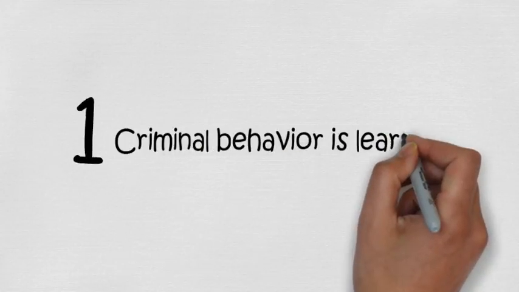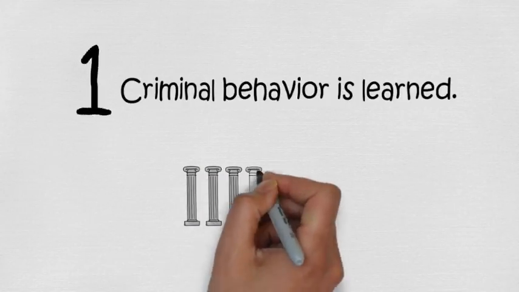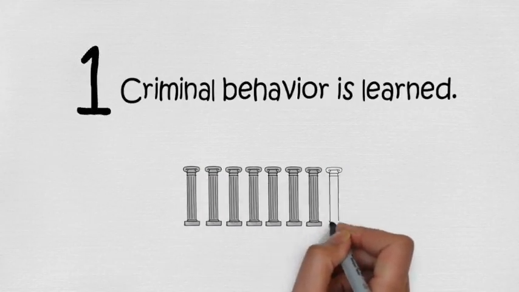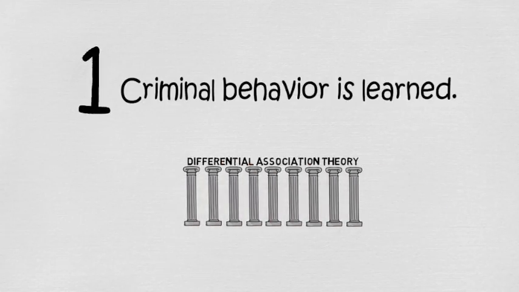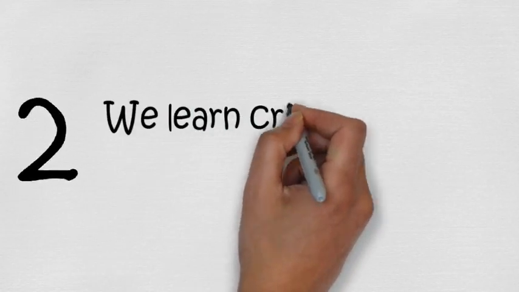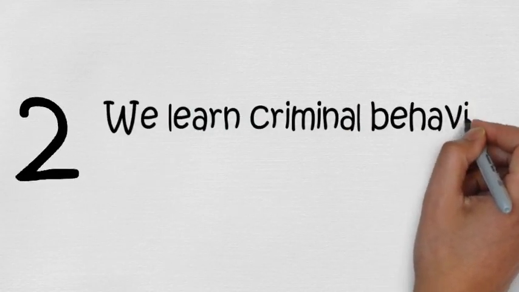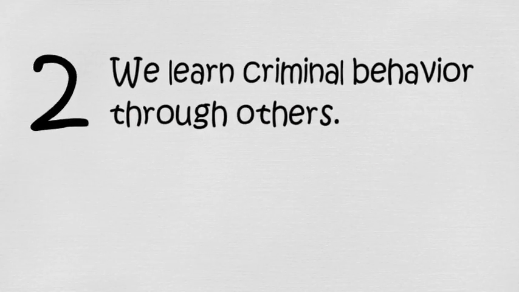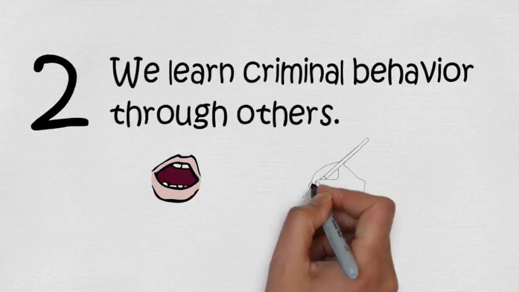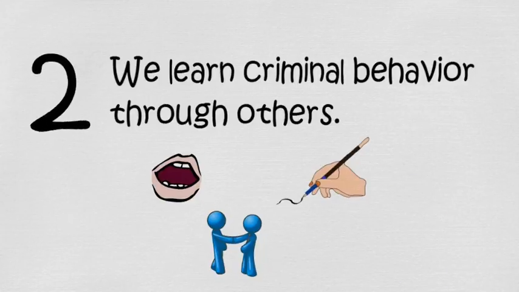Sutherland's first proposition was simply criminal behavior is learned. It was the foundation of his theory that helped identify the micro-level aspect of differential association. His second proposition stated that we learn criminal behavior through interactions with others via communication. And that's any form of communication that we have with one another, whether it be oral, written, imitation or physical.